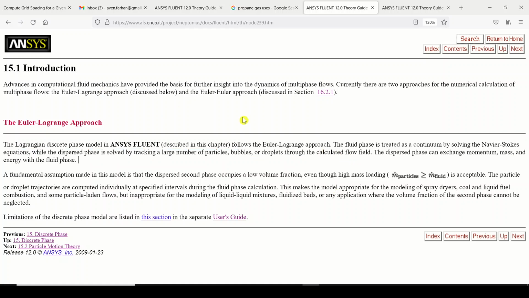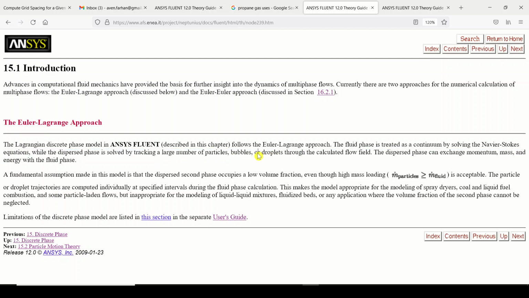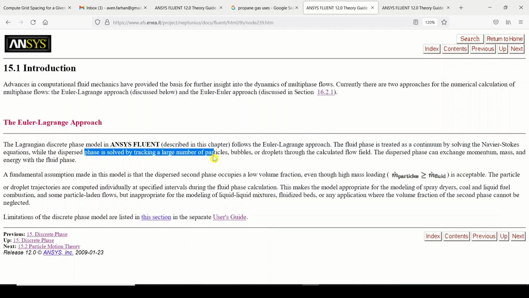Okay, and there are two phases. The first one is the fluid phase, the second one is the dispersed phase. Fluid phase is solved at first. That is what we have done in our T pipe case. We have solved the propane gas movement. And now we will be performing the simulation for the dispersed phase. This simulation is basically nothing but the tracking of a large number of particles or droplets or bubbles in the calculated flow field. So this is the calculated flow field that we have, and we will be just analyzing the particles.